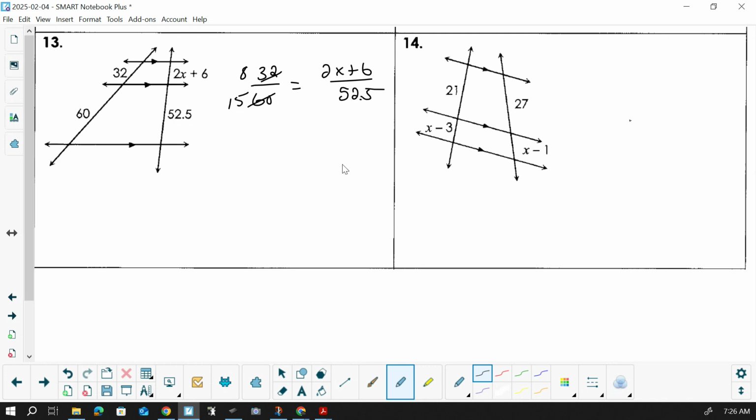So 8 times 52.5 is 420. 2x plus 6 times that would be, well, 2x times 15 is 30. Then 6 times 15 is 90. So plus 90. Subtract 90 from both sides. 420 minus 90 is 330. And that might work out perfect. 330 divided by 30 is 11.